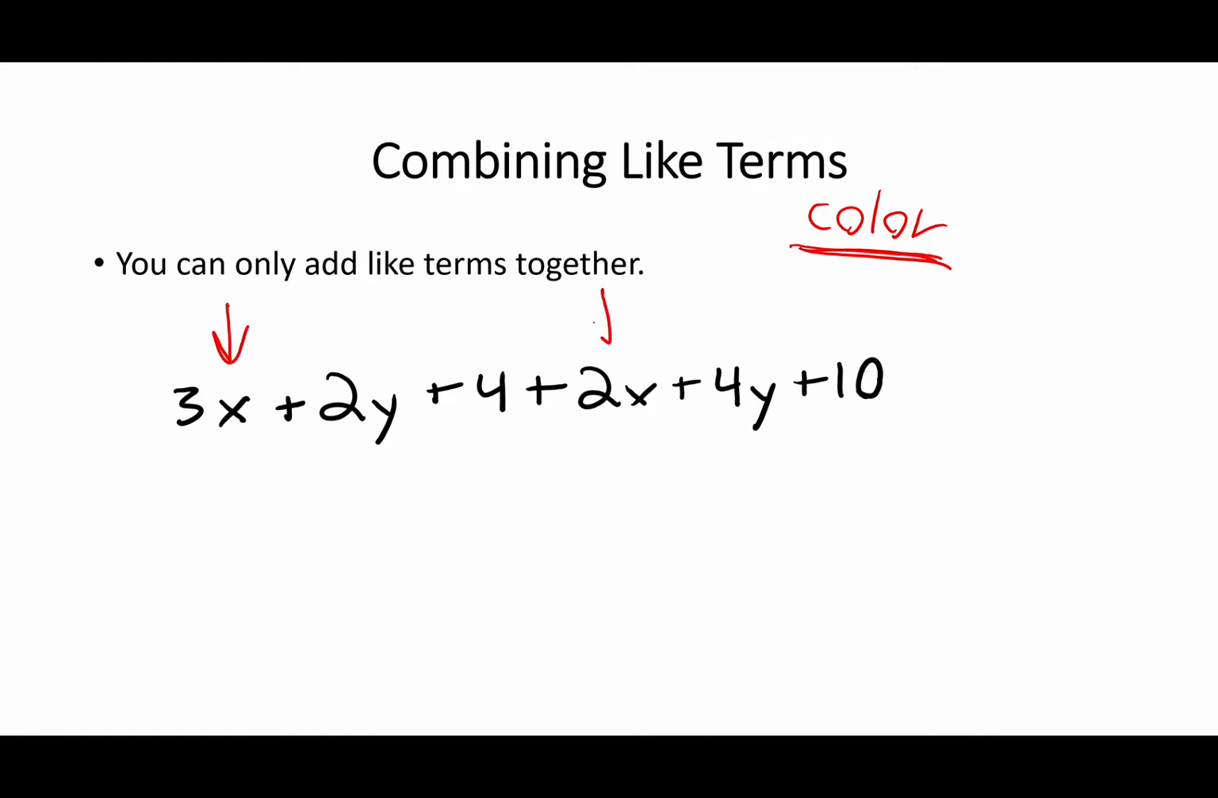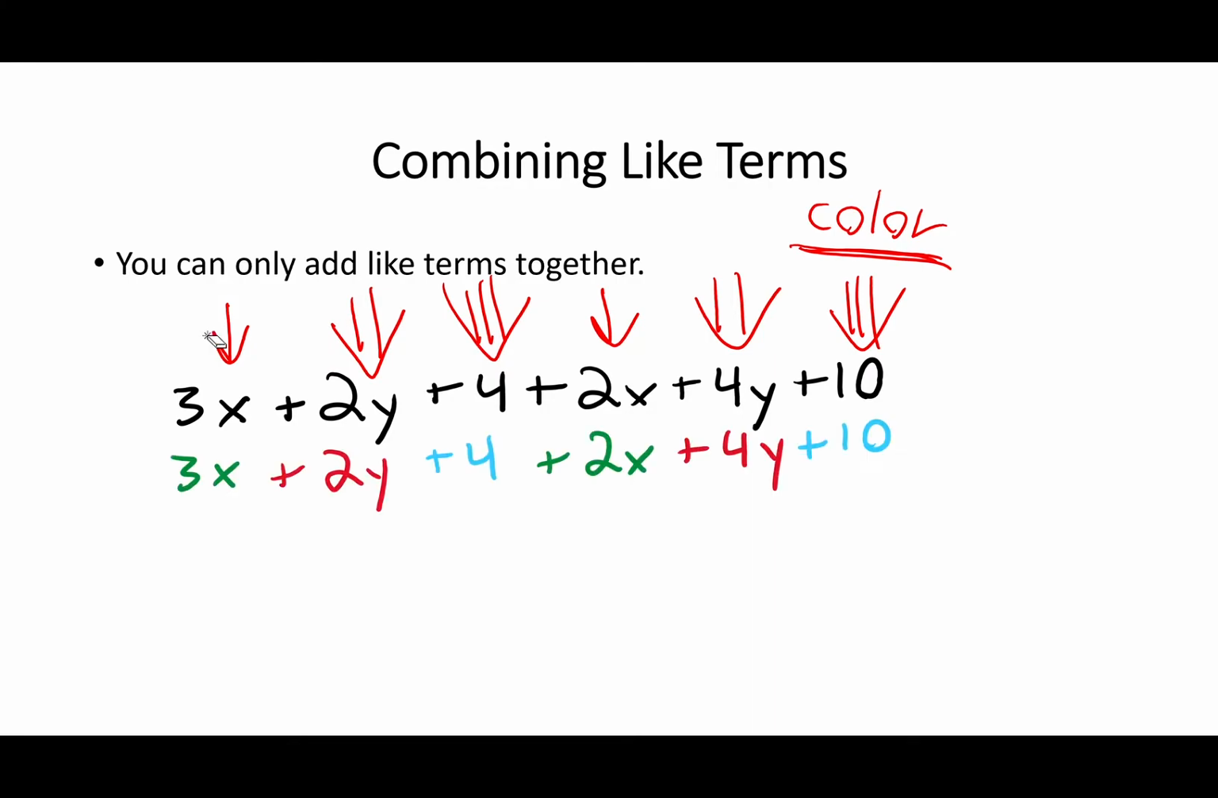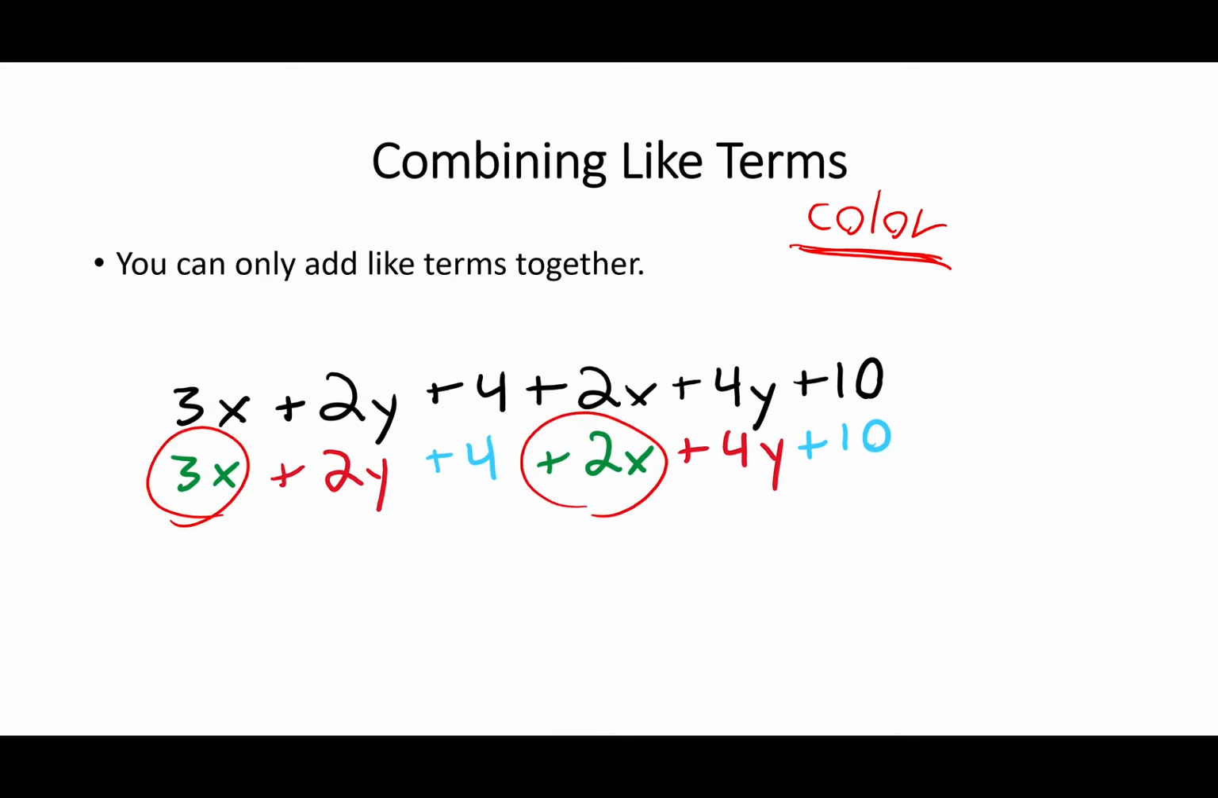X, X. Okay, what about this one? Y, Y. Oh wait, what about this one? Number by itself, number by itself. When you color code this particular one in your notes, make sure that you use one color for the X's, okay? Make sure that you use one color for the Y's. Make sure that you use one color for the numbers that are by themselves.